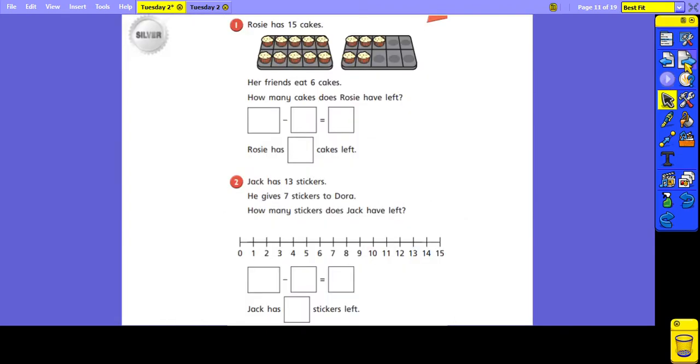Okay, so here are your silver questions for today. For the first part, you are given some 10 frames and you need to write the subtraction to go with the number, with the word sentence, and work out how many cakes are left. For question 2, you've got a word problem and you need to work out which number sentence you need to write to match it and work out how many stickers Jack has left.